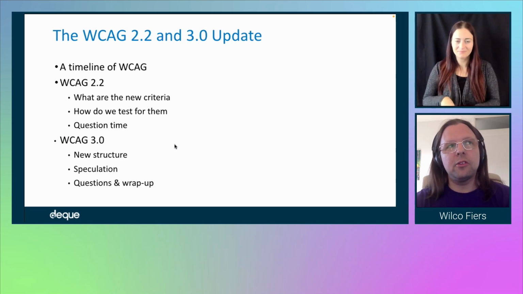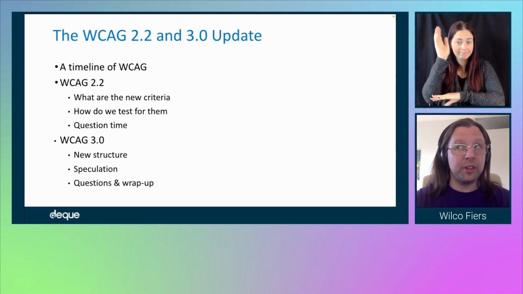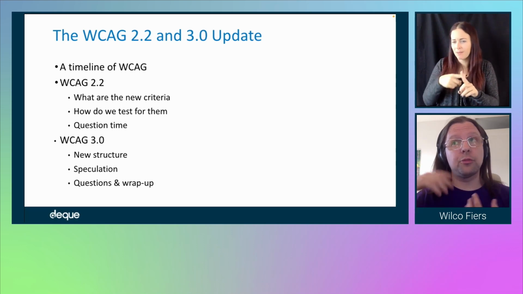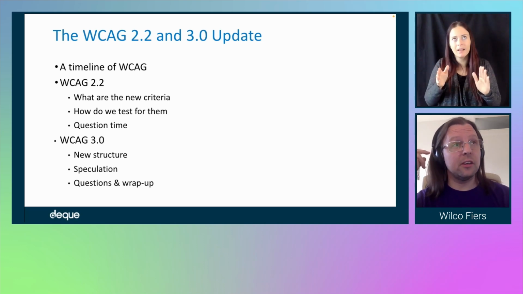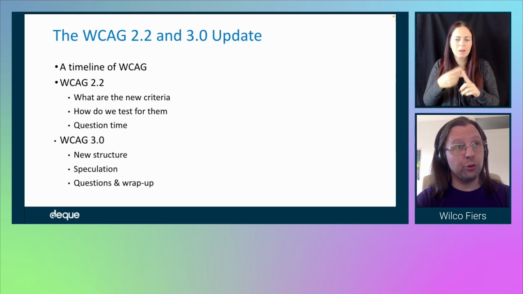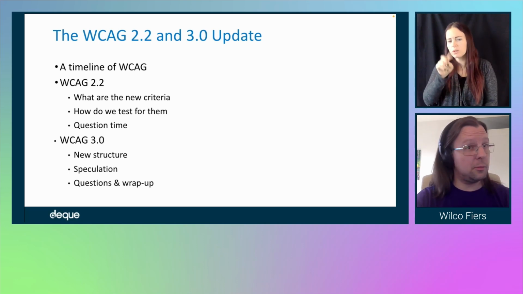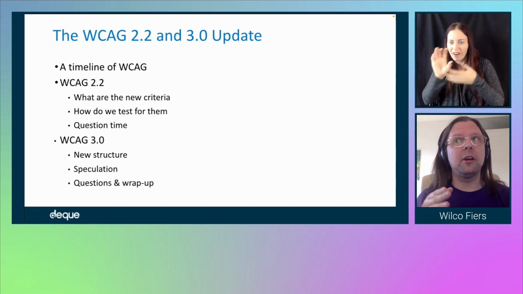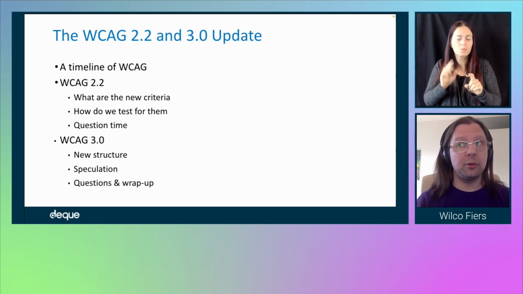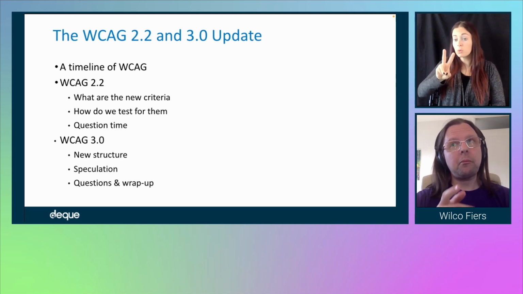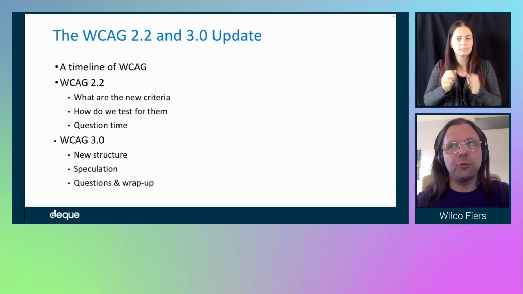So a little bit about today's session. I'll briefly go over the WCAG timeline just to give everybody some context, and then we'll get into what is new in the Web Content Accessibility Guidelines version 2.2, what criteria they are, and how to test them. There'll be a little question time in the middle of the session. So if you have any questions related to WCAG 2.2, ask them right away. We'll have a couple of minutes for that.